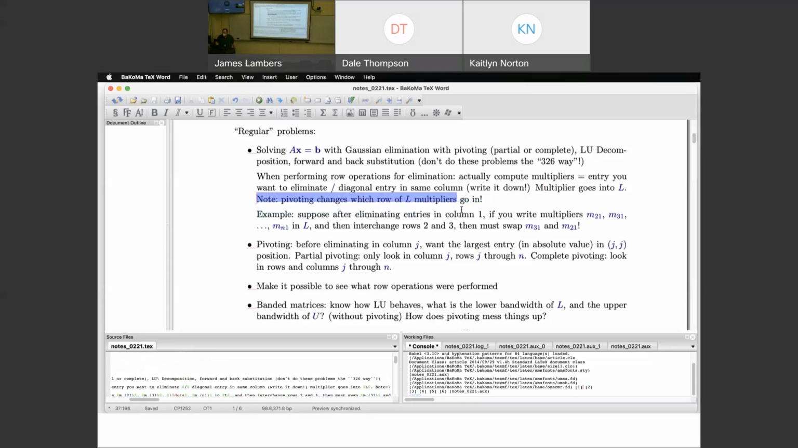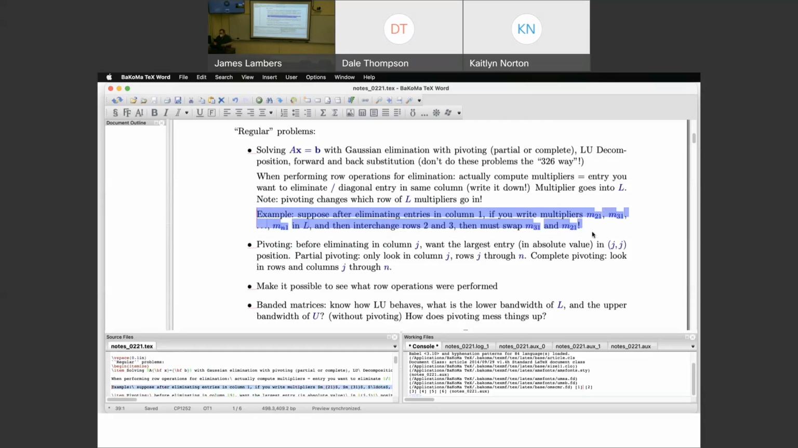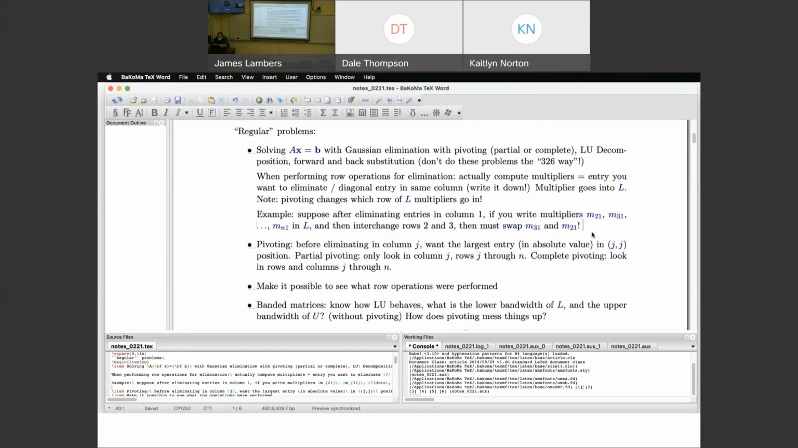You might have pivoting. If you perform pivoting, then not only are you swapping rows in the matrix you're still working on and reducing to the upper triangular form U, but if you're writing down the multipliers in your L as you go, if you swap rows, you have to swap rows there too. So just swap everything, and you'll have the correct result. Here's an example of what I mean by keeping track of multipliers even if pivoting is involved.